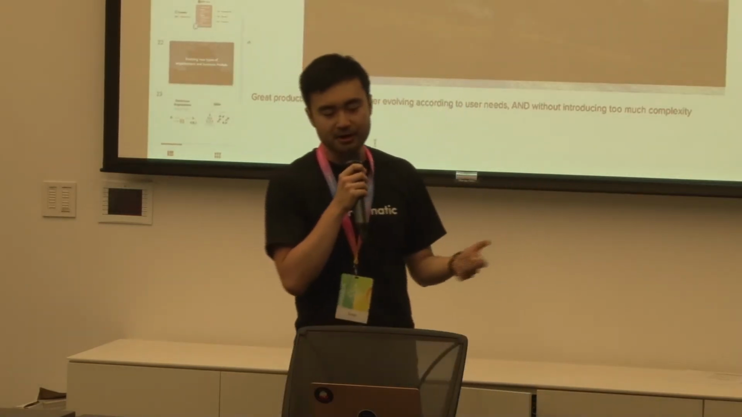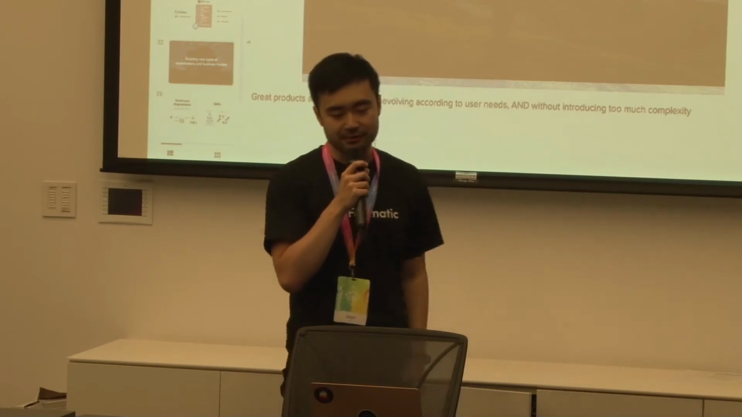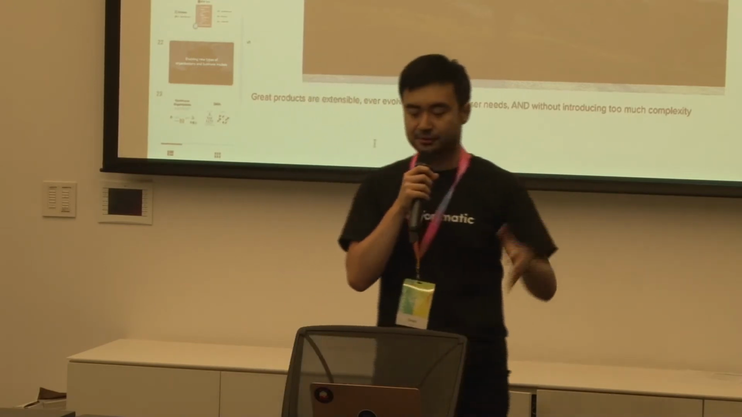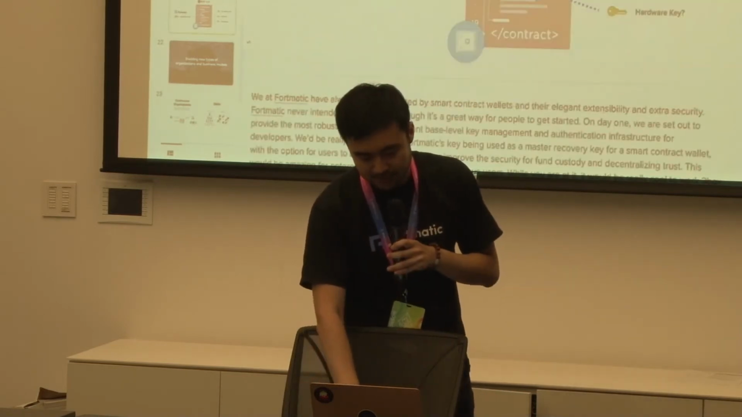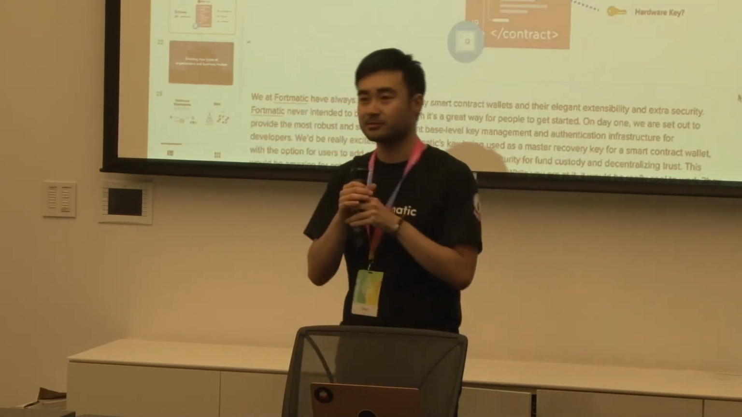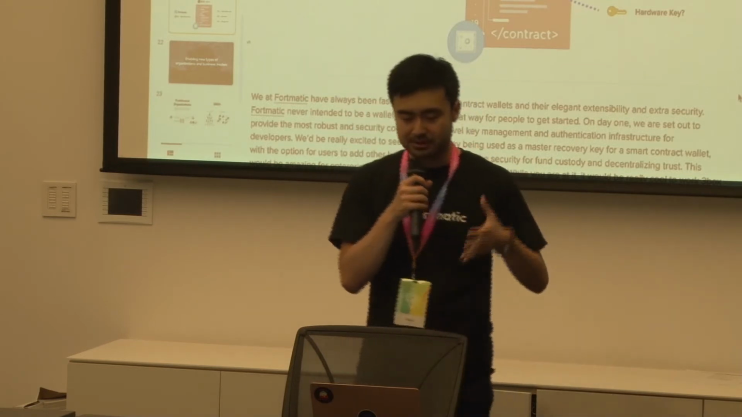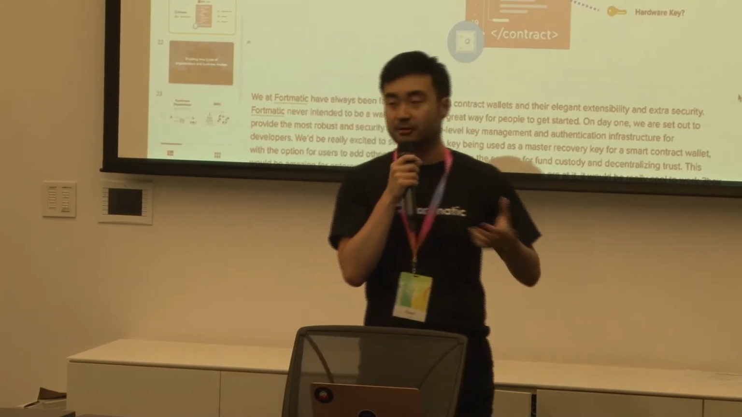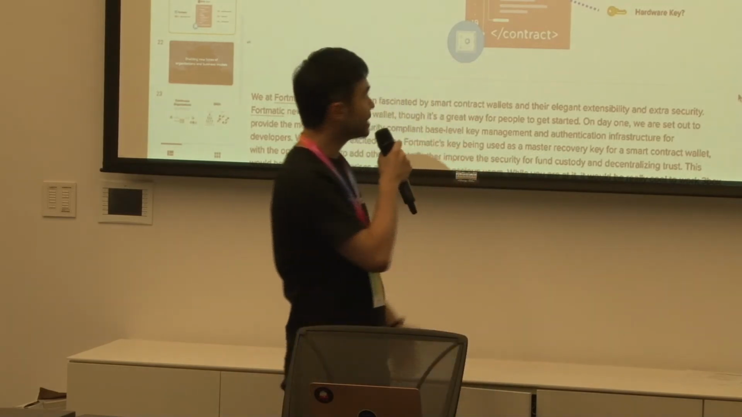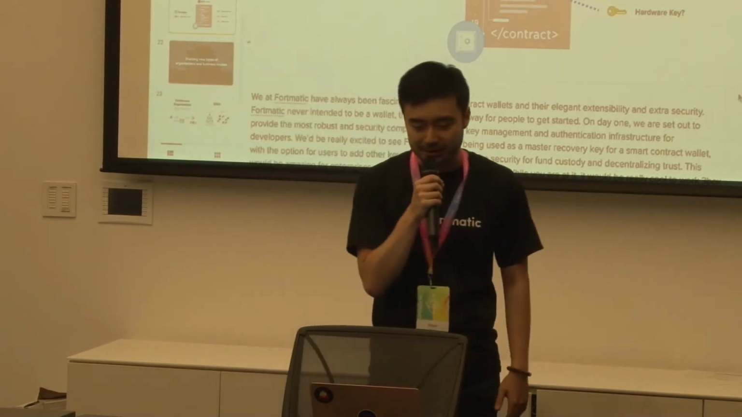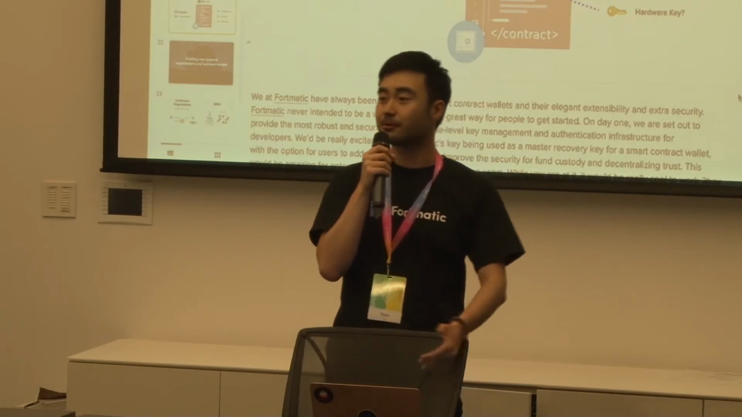And also, great products are extensible, ever evolving to the user's needs, without introducing too much complexity. We at Fortmatic have been really fascinated by smart contract wallets because of their elegant extensibility and the extra security for users who need it. Basically, Fortmatic never really intended to be a wallet. It's just a good way to start and get people using it.